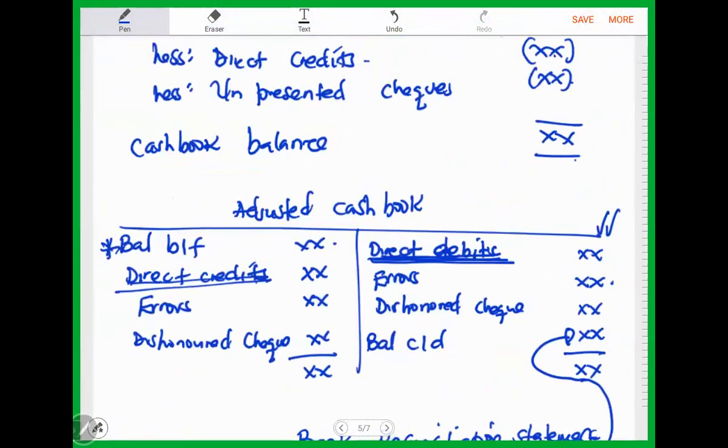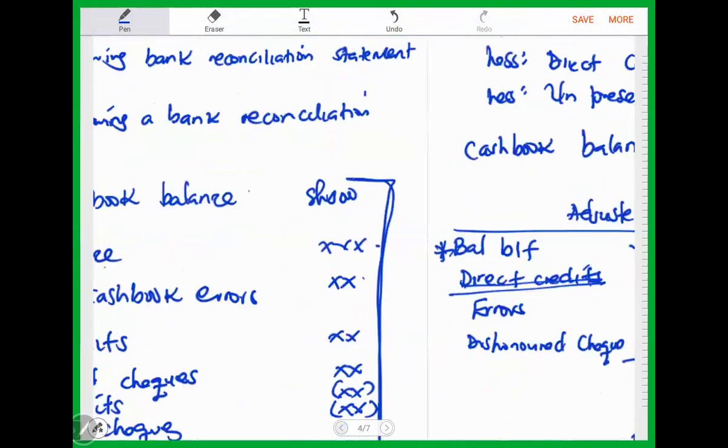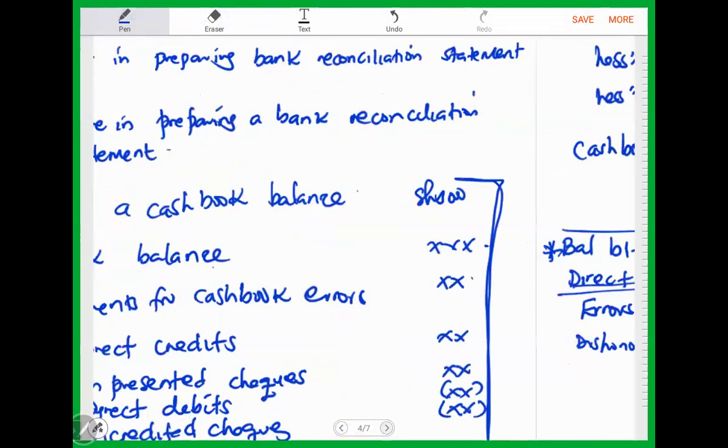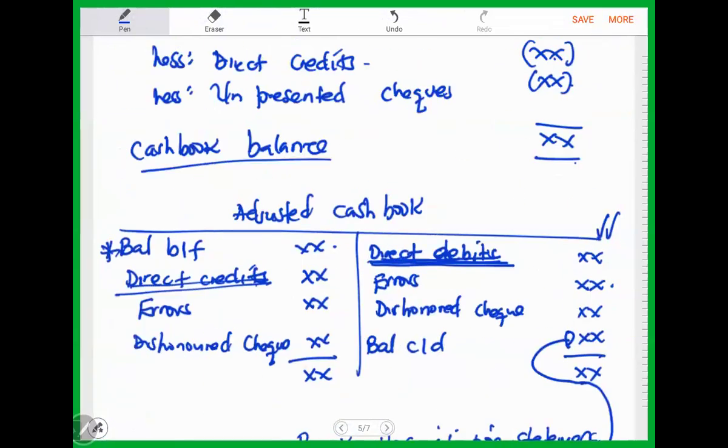But in the situation where the bank asks you to start with the bank statement balance, you make those adjustments until you arrive at the cash book balance. How are you getting me? Yes. Good. Thank you. So that is what we have done.